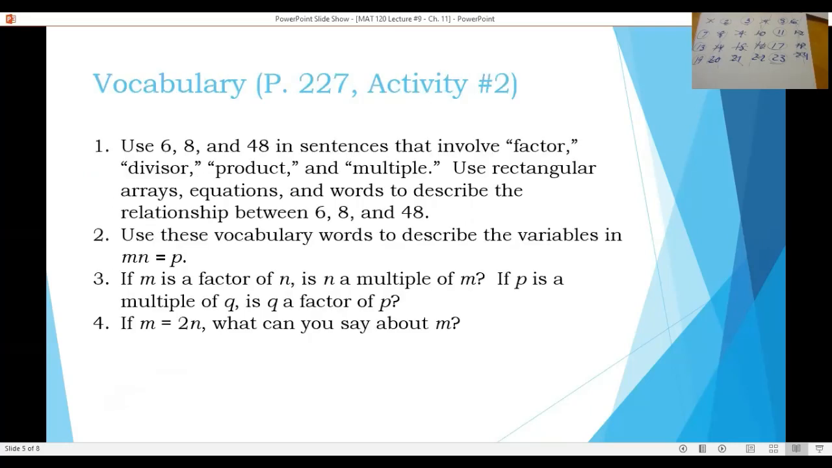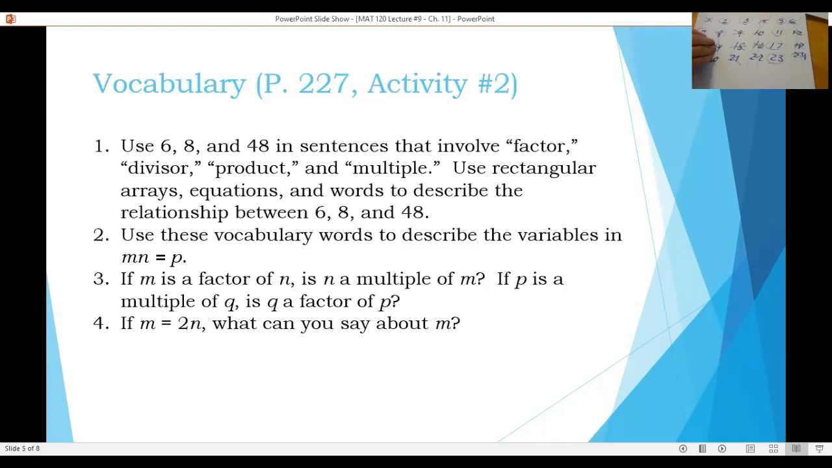Okay, so now we're going to look at activity number 2, which is our vocabulary, and we're going to use words and sentences to demonstrate that we are comfortable with and familiar with the words and how they are supposed to be used and what their definitions are. Let's use the numbers 6, 8, and 48 in sentences that involve factor, divisor, product, and multiple. Use rectangular arrays, use equations, use words, and describe the relationship between 6, 8, and 48.